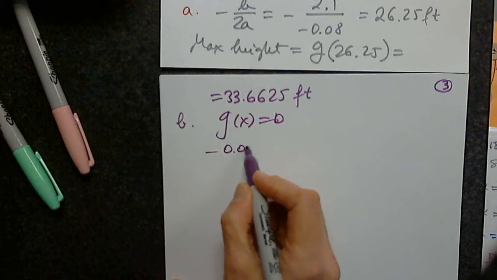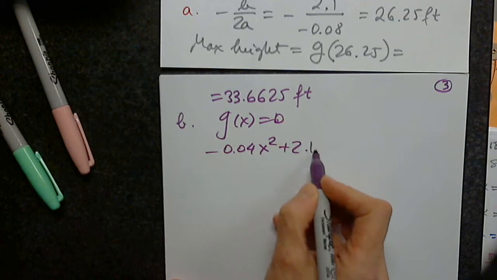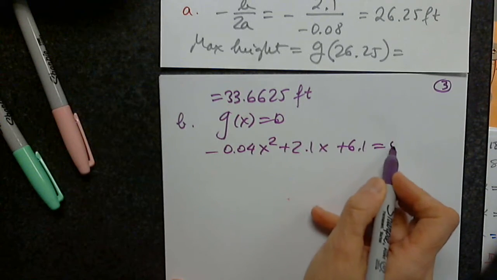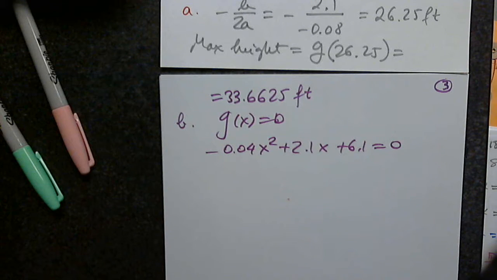So negative 0.04 x squared plus 2.1 x plus 6.1 equals 0. What type of equation is this, and how do I address this? Once I identify it correctly, I have great chances of solving it correctly. Quadratic. And I will be using which method? I want to complete the square. You should throw tomatoes at me. Right? Nobody's going to complete a square on something like this.